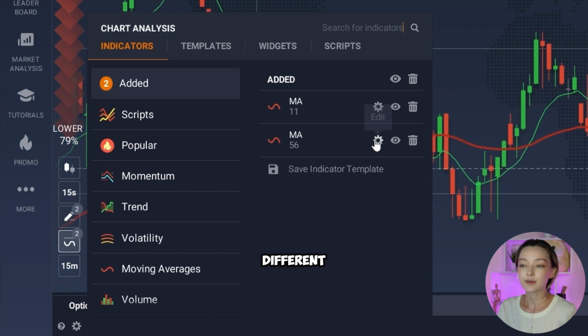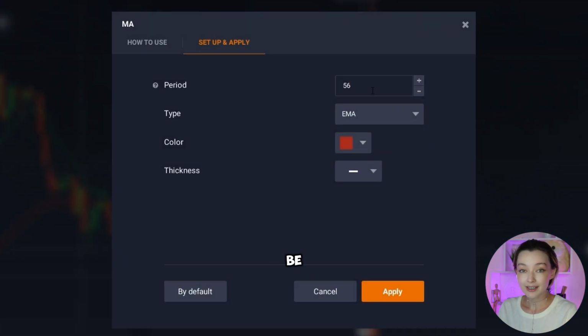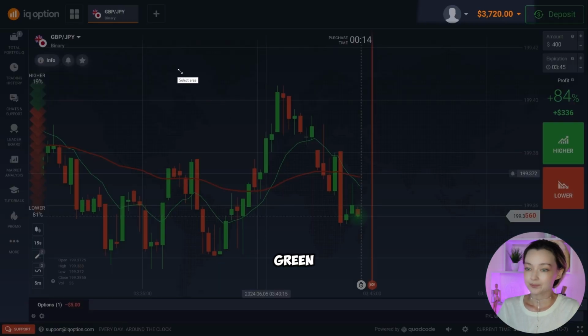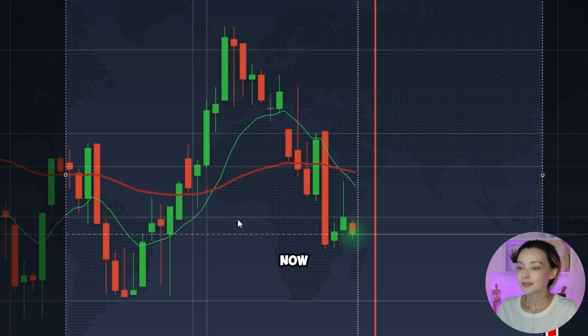Same indicator, different period. 56 to be exact. The type is EMA just as well. The color is red. We also want to make it way bolder. Now we've got these lines on the screen, red and green. You can see them right now. So the red line and the green one.